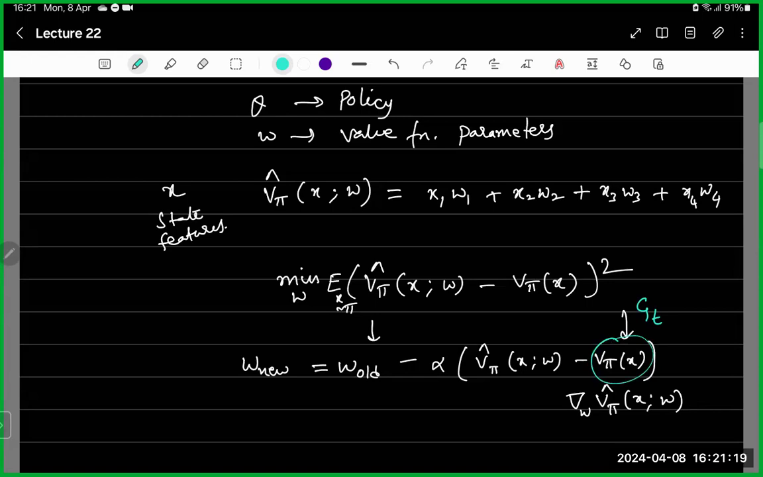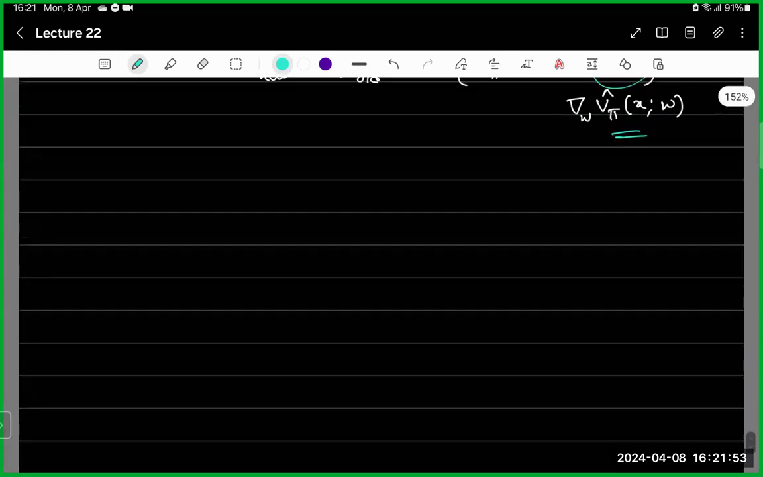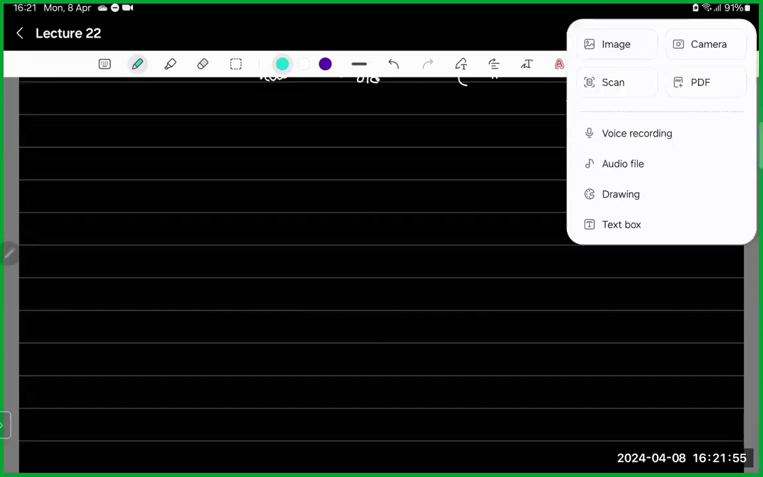Okay. Rest of the things we know, right? Because we know what this is. This is our V pi. We can calculate what this is. That will be just the feature, because it's a linear function. The gradient will be just h1, h2, h3, h4. Okay. So now you understood what is the algorithm, REINFORCE with baseline. Let me show you the textbook pseudo code so that you are comfortable.